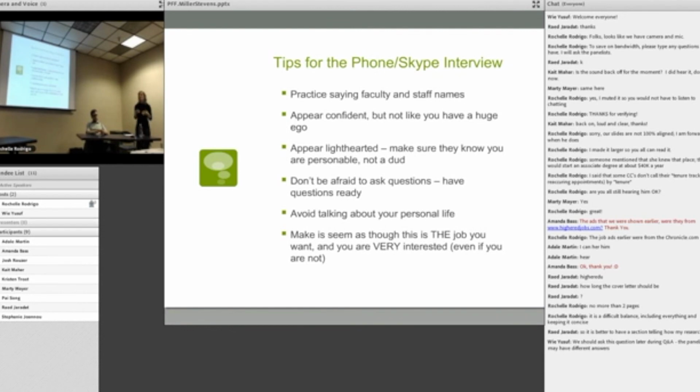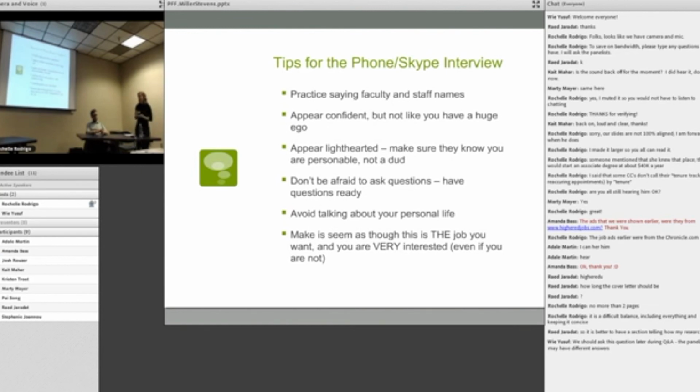Appear confident, but not like you have a huge ego. So you want to show them, I'm qualified, I will be a good candidate for you, I will fit in really well, but don't make them think, oh my goodness, this person thinks that they're the best thing ever. So you need to find a good balance there.